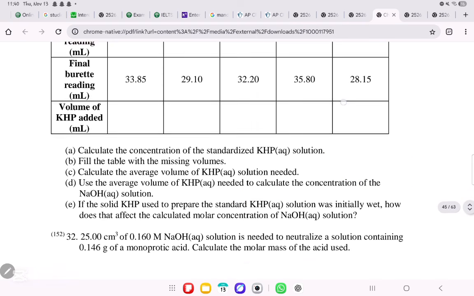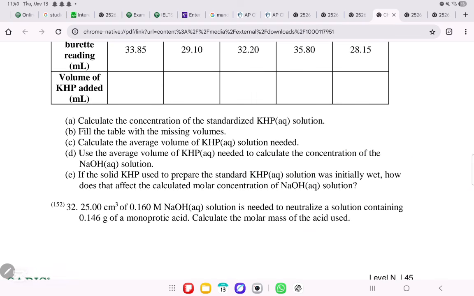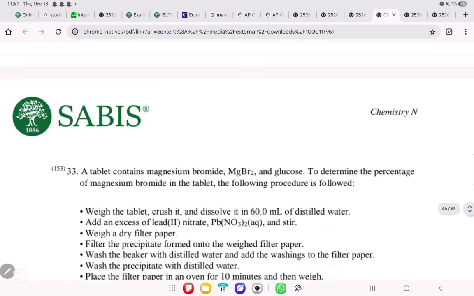Part E, if the solid KHP used to prepare the standard KHP solution was initially wet, how does that affect the calculated molar concentration of NaOH? If KHP was initially wet, its mass that we calculated would not be the actual mass, it would be its mass plus water, right? So we'd get the wrong number of moles. If we got the wrong number of moles, then our whole equation and solving would be considered incorrect, okay?